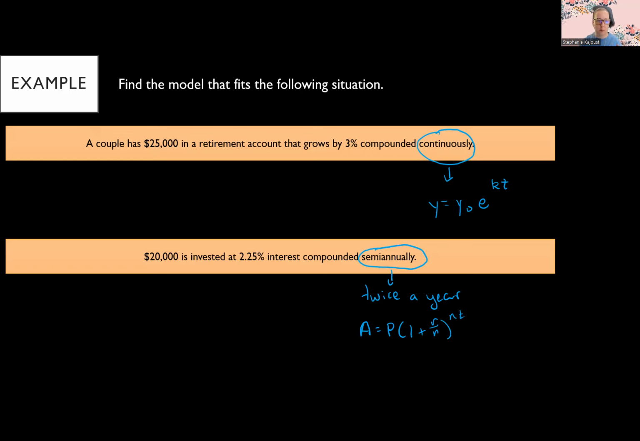So they're all going to be positive here. So that's the form that the model takes. But when it says find the model, it doesn't just want, well, which of these equations do you use? We want you to actually plug in the numbers in the right spot.